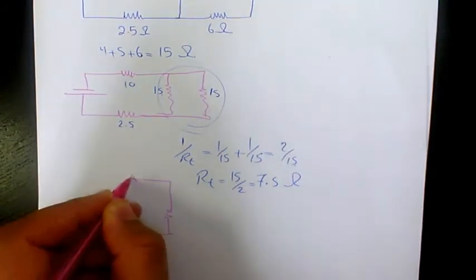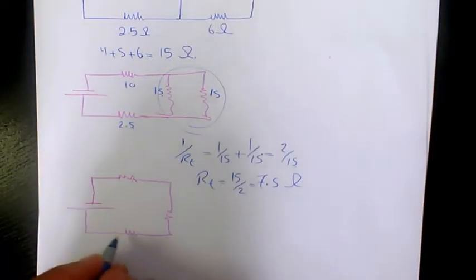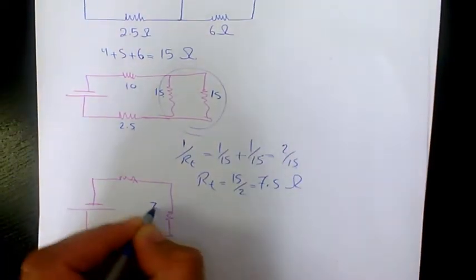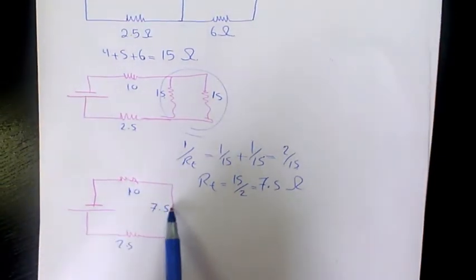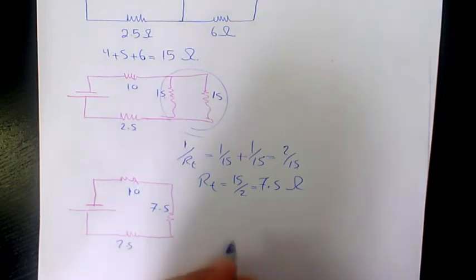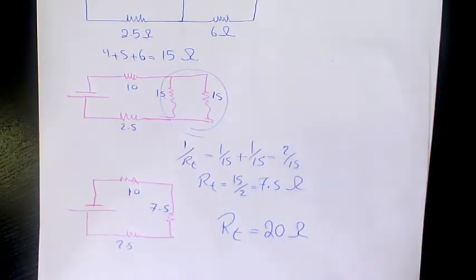So that is going to change to something like this circuit. And then we have 2.5, 7.5, and 10. 2.5 plus 7.5 is going to be 10. 10 plus 10 is going to be 20. So our total is going to be 20 ohm for the whole circuit.